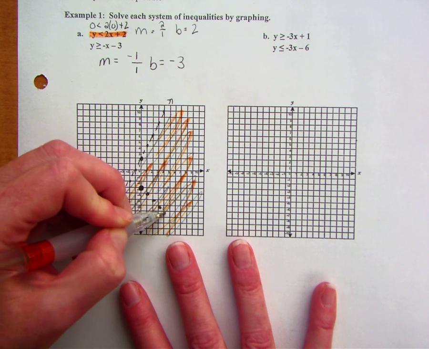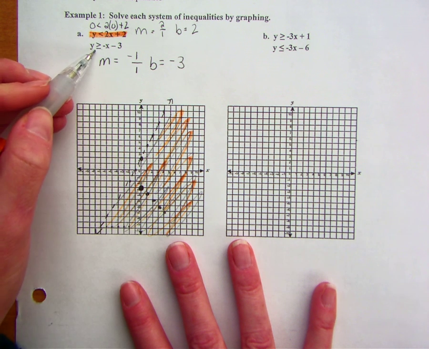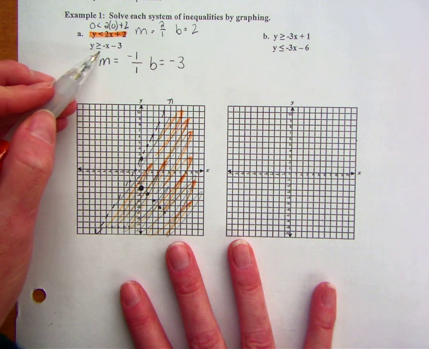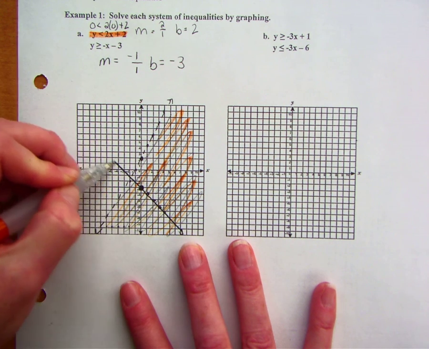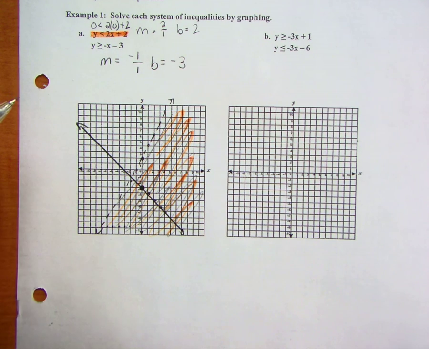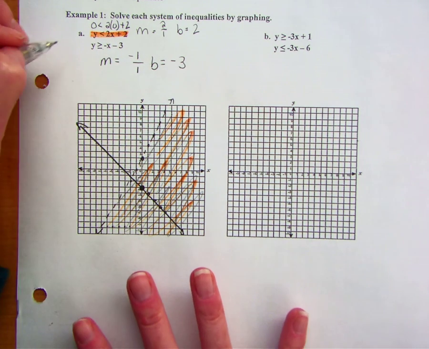Solid or dashed line? Solid, because it has the line. So think, if it has a line, I make a line. And then we draw that. Now we pick the test point. Let's go back to 0, 0.